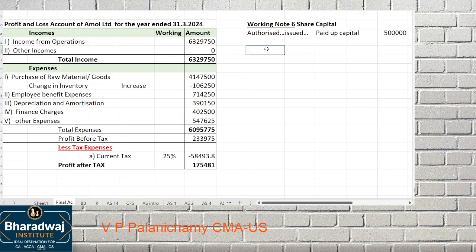Now, what you have to do is complete the P&L account. Second page is for the balance sheet. Third page you have started with the working notes. Continue with the working note number. Already 5 working notes are over. Start with which one? The sixth one. Working note number 6, share capital.